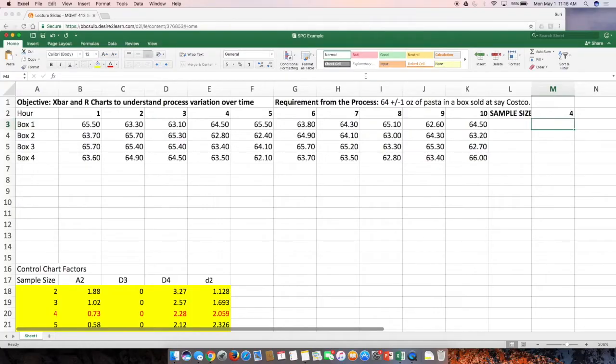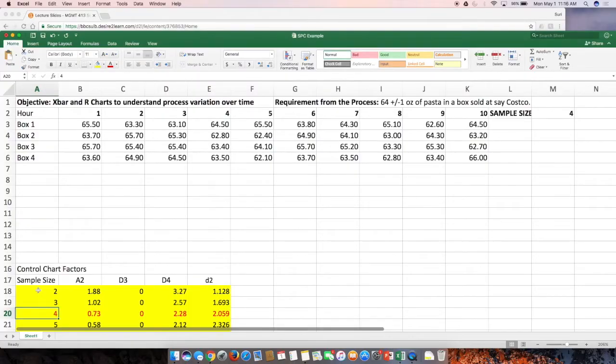Ultimately, what's the objective, as we said? We want to create these X bar and range charts to understand process variation and give a certificate: hey, this process is in control versus this process is out of control. And the confidence you'll have in that statement, in that certificate, increases with the sample size. Okay, so that's the objective. And we're going to use these control chart factors. And at this point, it does become formulaic, which is why I want you to actually do this with me.